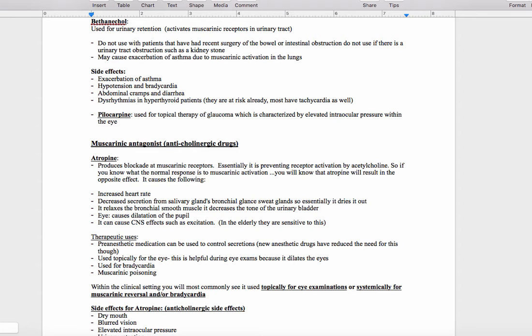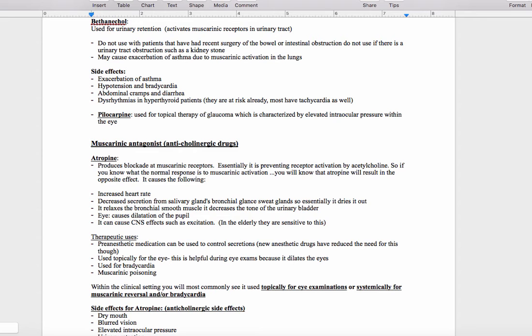So a drug like atropine will cause an increase in heart rate. It'll decrease the secretion from salivary glands, and that's where they get the dry mouth. It can also decrease sweat gland production, so that will dry them out too. It can relax the bronchial smooth muscle, and it will also decrease the tone of the urinary bladder.